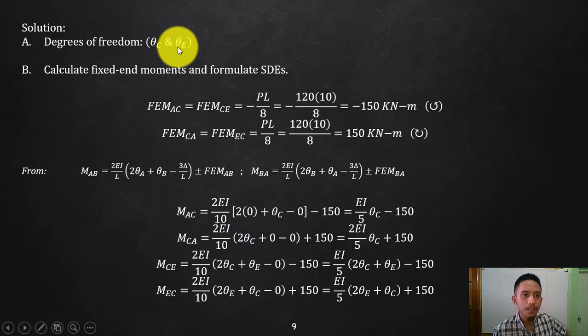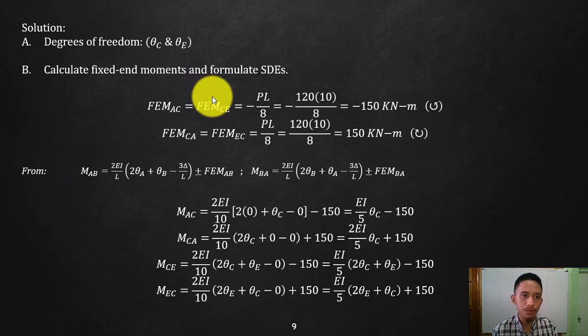So again, once we proceed to the next step, we will now be ending up with two equations, since we have here two degrees of freedom. So there should be two equilibrium equations on the next step. So that is what we're going to do.